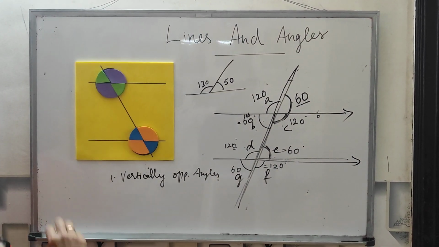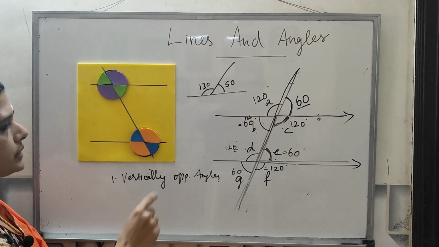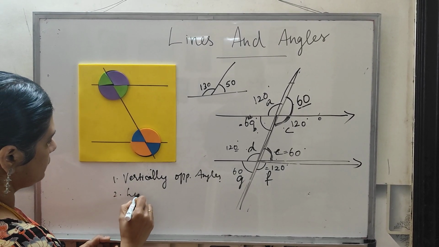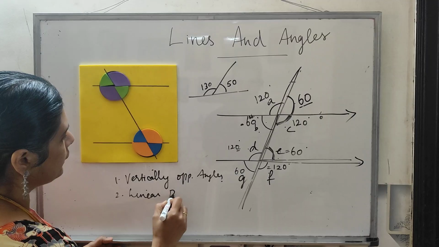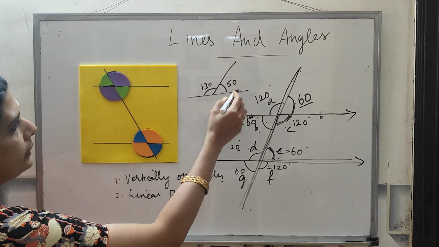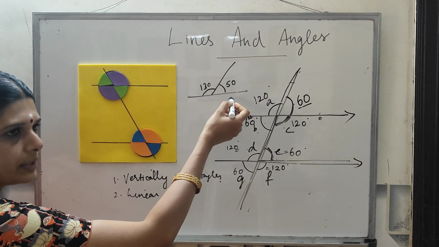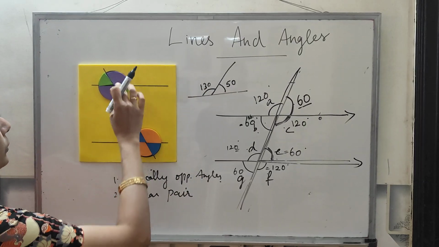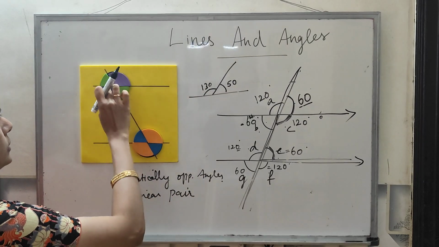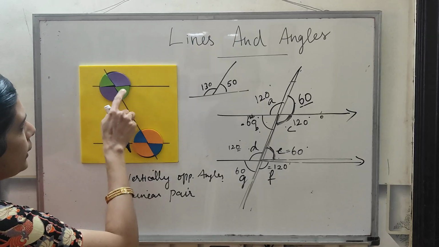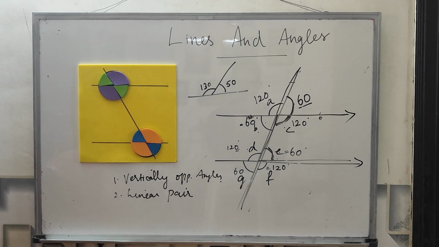Okay, and then what? Next what I told, linear pair. Linear pair means what? In one line, if you are adding two angles, it should be 180 degrees. So if these two angles you add, 180; these two angles you add, 180; these two, 180. In that way it will be. This we call a linear pair.